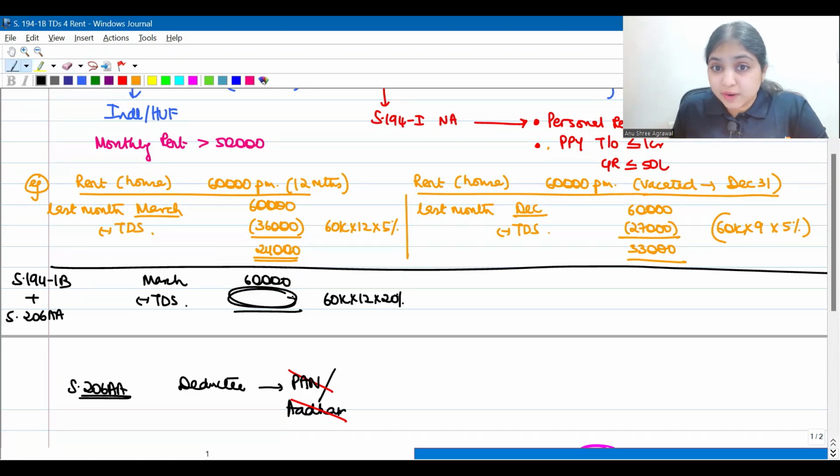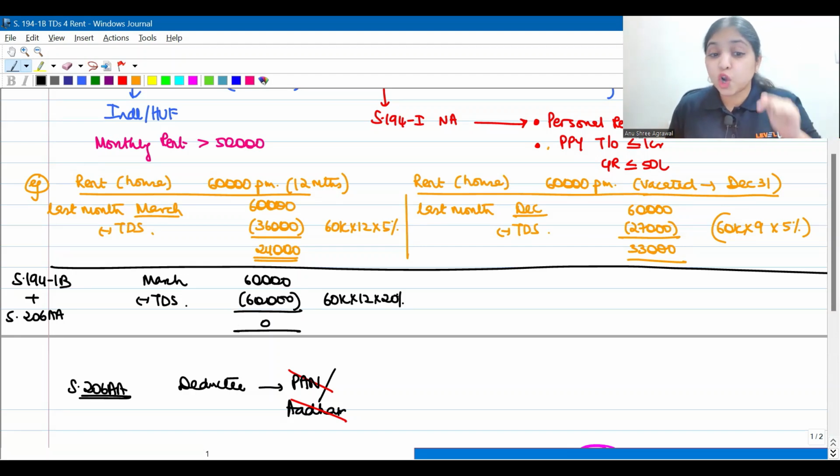If the TDS is more than the last month's rent, then we will restrict it to the last month's rent. So even though it was 1,44,000, because 1,44,000 is more than 60,000, we will restrict it to the last month's rent. So in the last month, we will not pay any amount to the landlord. Full 60,000 will be deducted as tax at source. You're understanding? So your conclusion, your learning from this point is that the TDS should not exceed the last month's rent. If the TDS is exceeding the last month's rent, you will restrict it to the last month's rent.